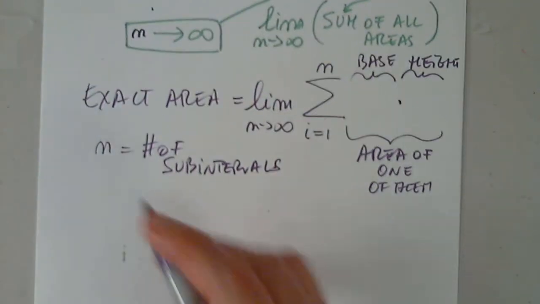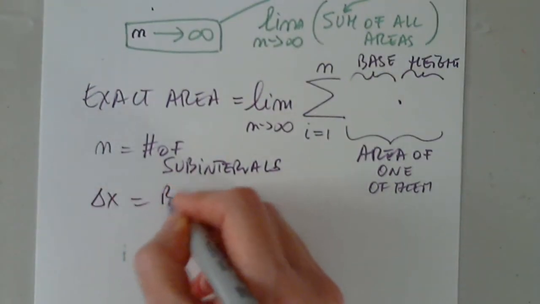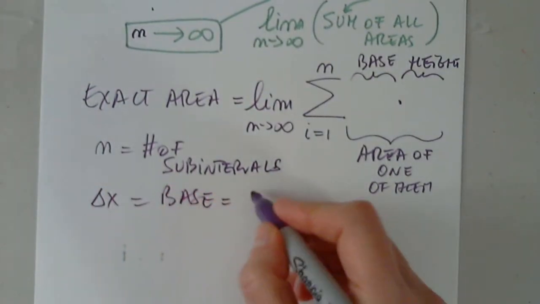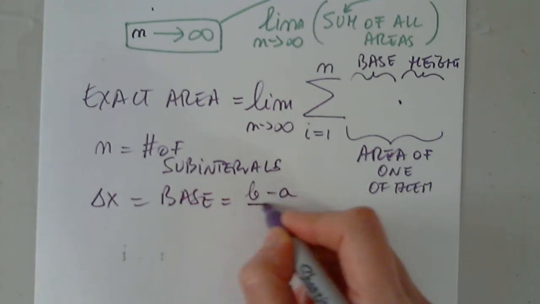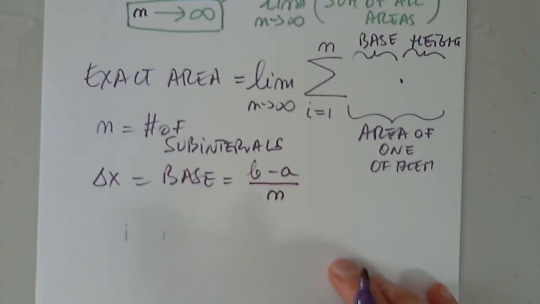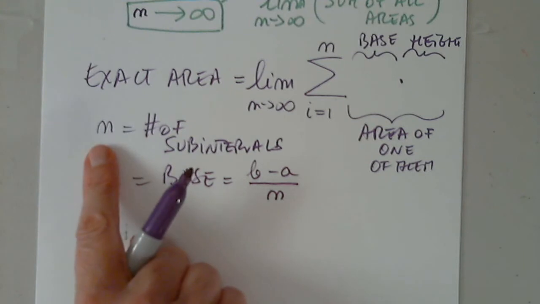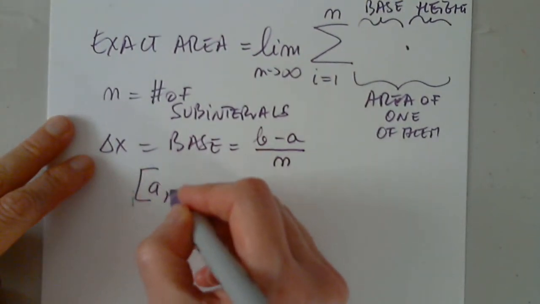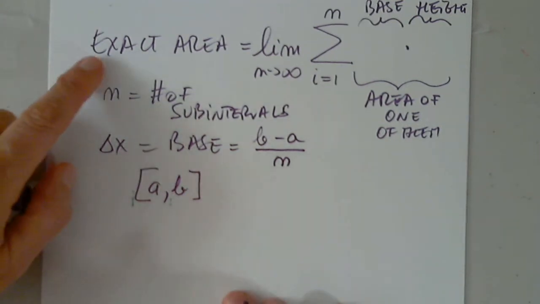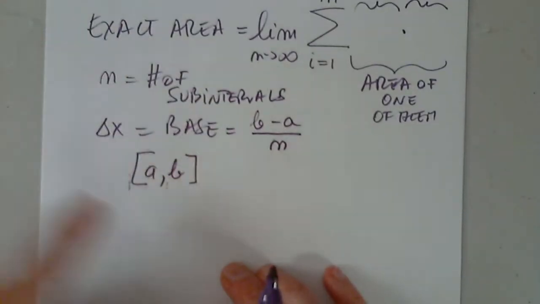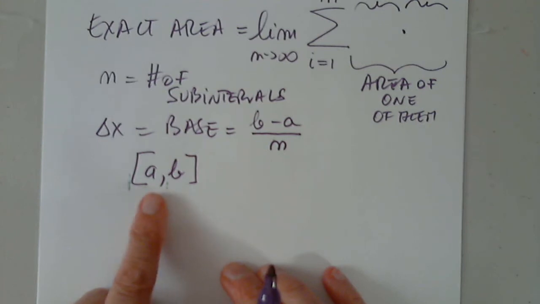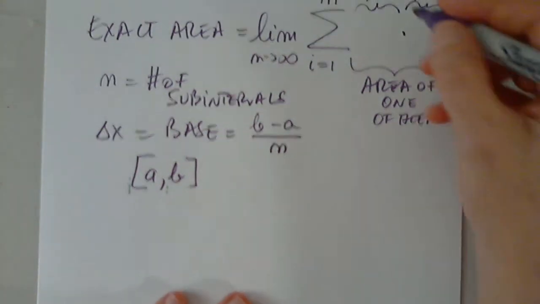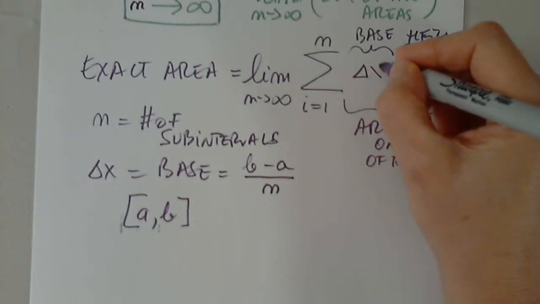But in general, delta x will be the base, and it will be b minus a over n, because now we have n subintervals. And a and b are coming from the interval. So find the exact area under the graph of f of x on the given interval. So the base will be delta x.